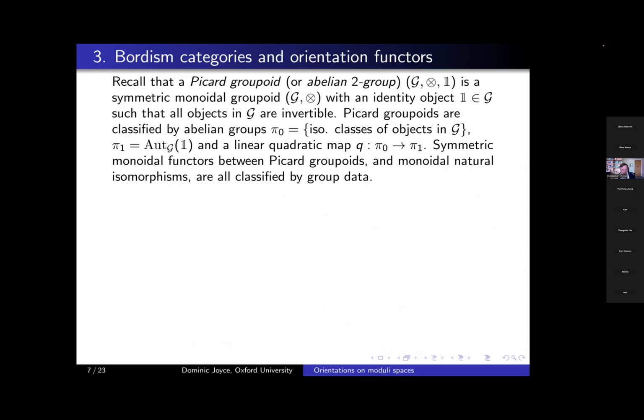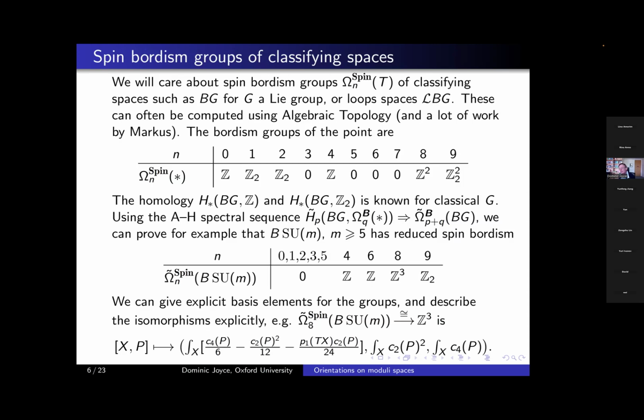Just a second on the previous page. Yeah, why is the 7 missing? Sorry, that should be there as well. The 7 is also 0, right? That was just a misprint. Yeah.